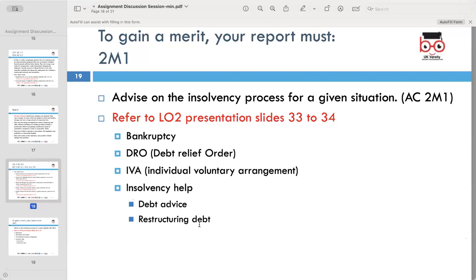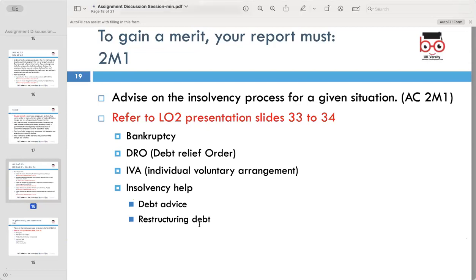Recommend seeking professional insolvency help when considering options. Professional advice can provide a clear understanding of the available routes and their implications. Debt advice: the importance of seeking debt advice from experts who can assess the individual's or business's financial situation and recommend suitable solutions.